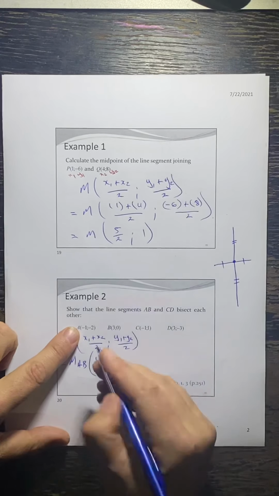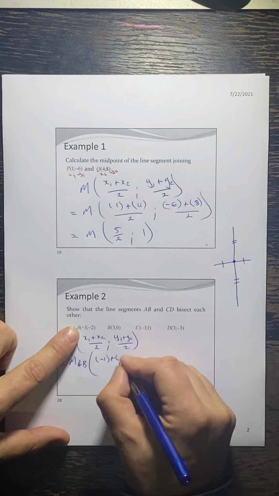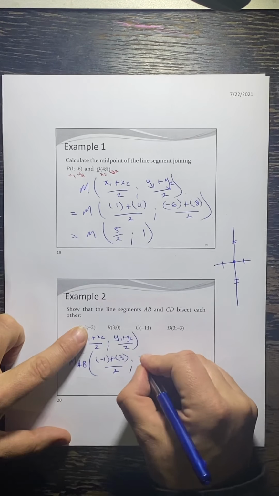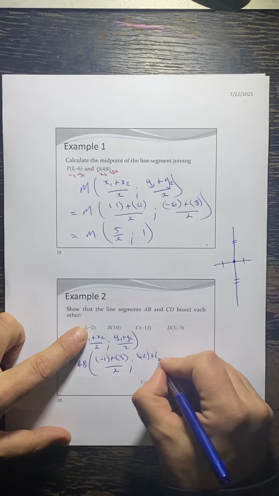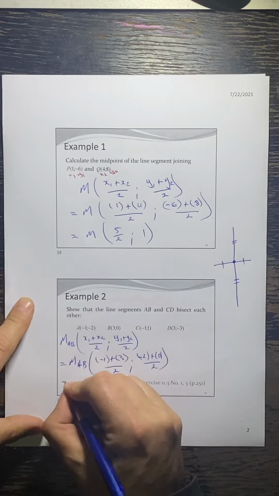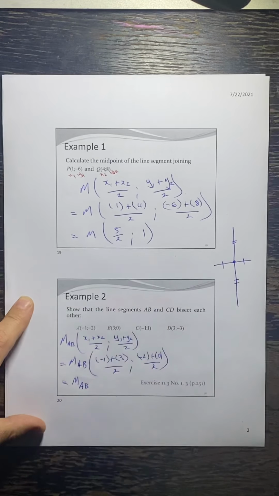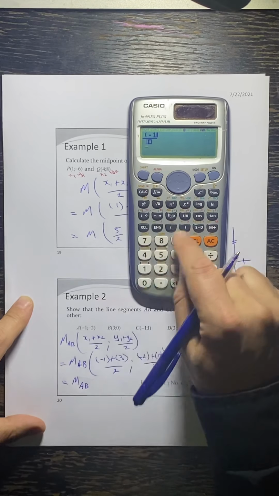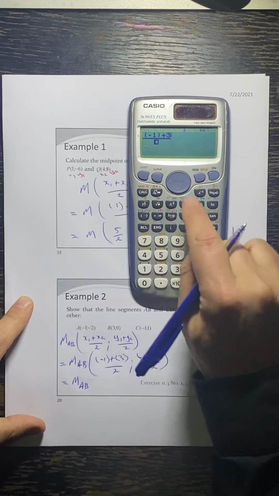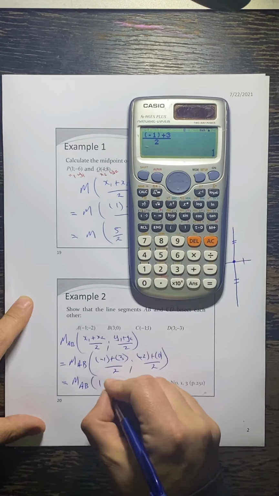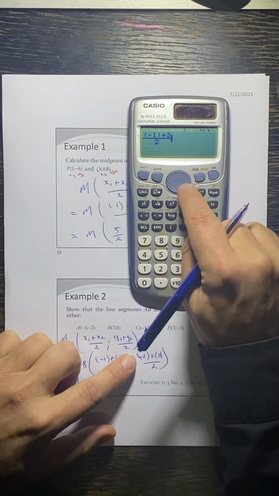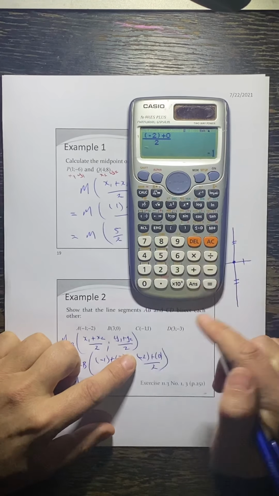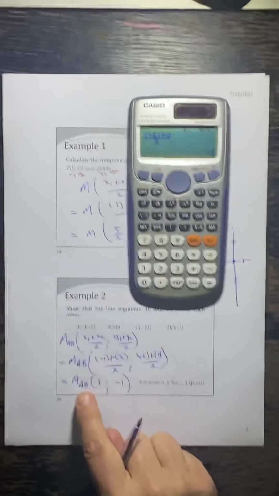Okay, so this is our first x value, so that's minus 1 plus 3 over 2. Then our y1 is minus 2 plus 0 over 2. So we get the midpoint of AB is going to be, so for our x value, we're going to get minus 1 plus 3 over 2, and we get 1. And then over here, we will get minus 2 plus 0 over 2, and we get minus 1. Okay, so that's the midpoint of AB.